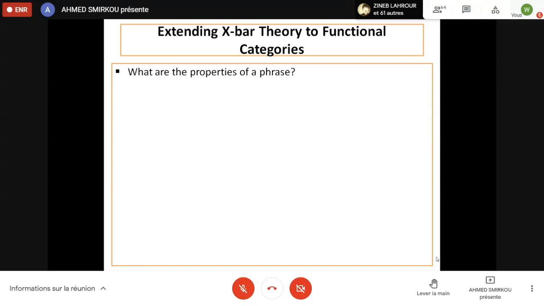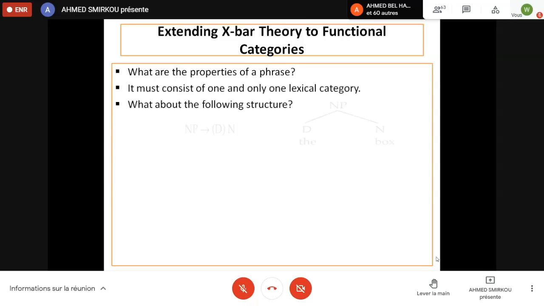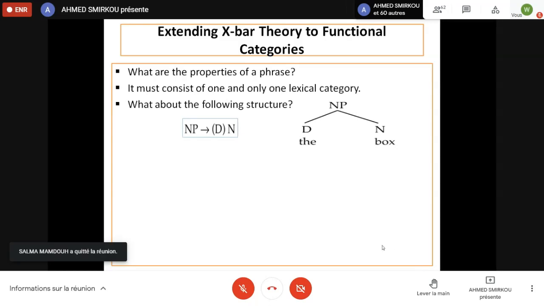Fine. So reflecting on what we did before, can you think of a phrase that contains two lexical categories? One of the problems in X-bar theory. Do you remember the rule of the NP? Yes, this is one of the problems. So look at the rule of the NP. We said the NP contains a determiner and noun. So I was expecting you to ask this question.